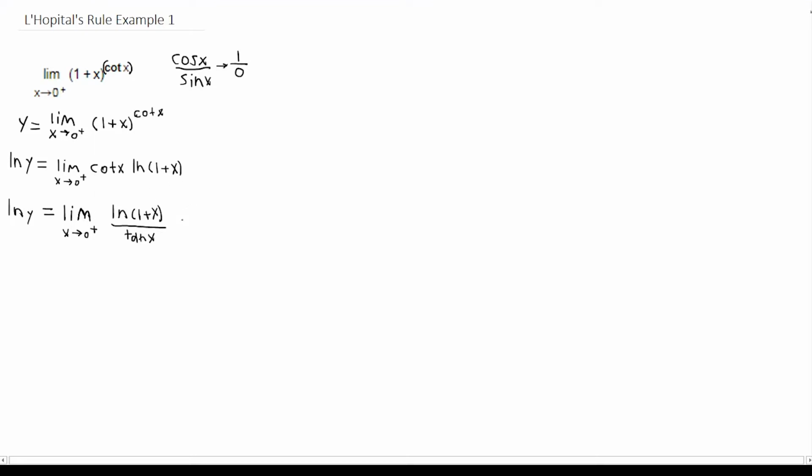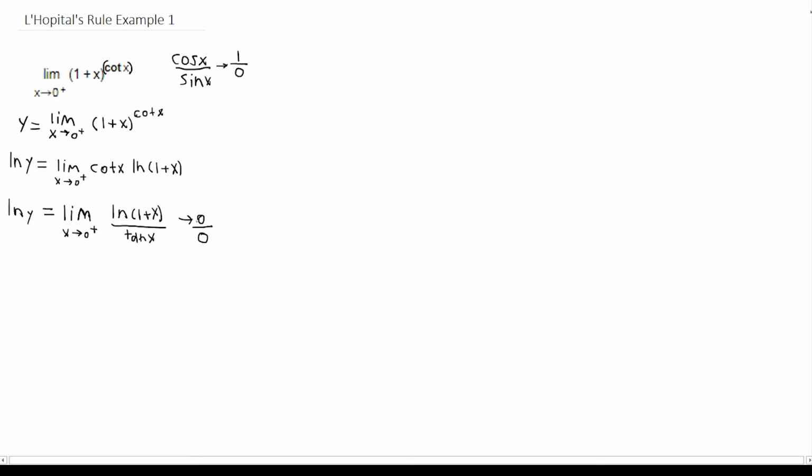At this point, if we substituted the 0 in, we would get an indeterminate form: 0 over 0. Let's check that. If you put the 0 into the numerator, we get the ln of 1 plus 0, which is 1. The ln of 1 is 0. And plugging a 0 into tangent x, which is sine over cosine, the sine of 0 is 0, over the cosine of 0 which is 1, gives 0 over 1, which is 0. So that's how we get our indeterminate form here.